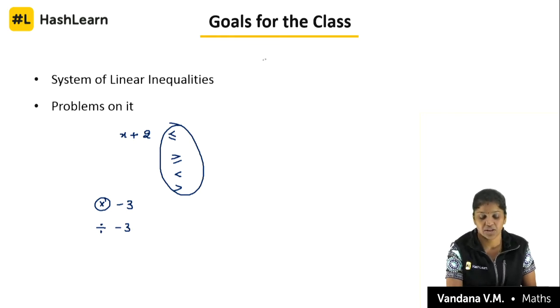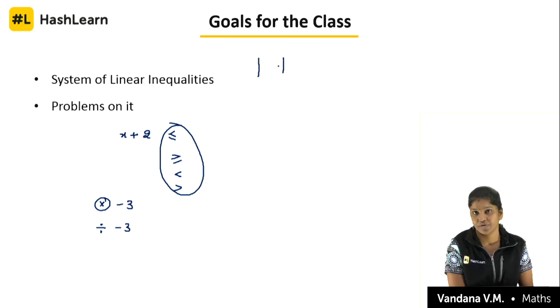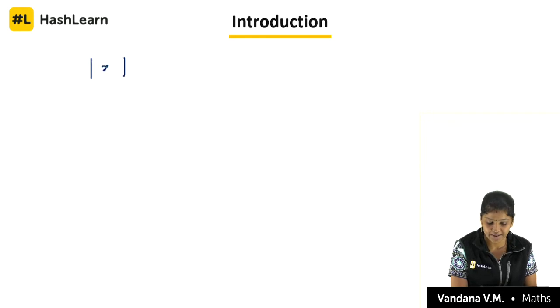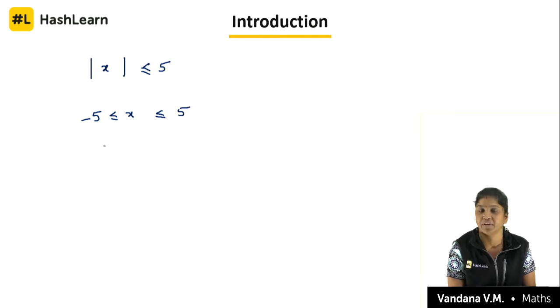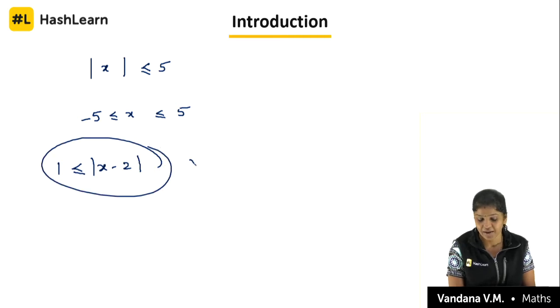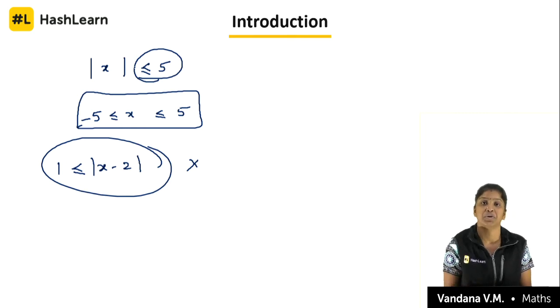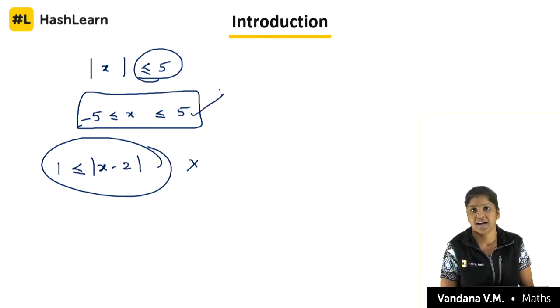And we discussed how to solve the modulus of functions. Whenever the modulus of x is less than or equal to 5, if you remove the modulus, we can write it as minus 5 less than or equal to x less than or equal to 5. But if you have mod x minus 2 like this, at that time we cannot write it this way. If you have that symbol on your right-hand side, then we can expand like this. In this case, we cannot expand like this. We have to solve.